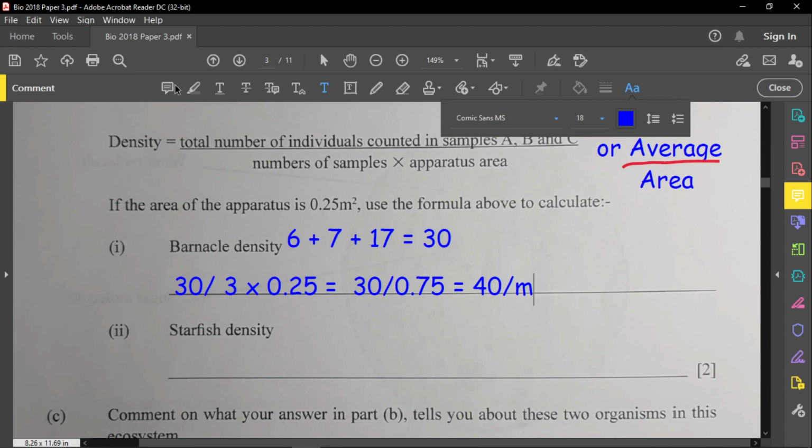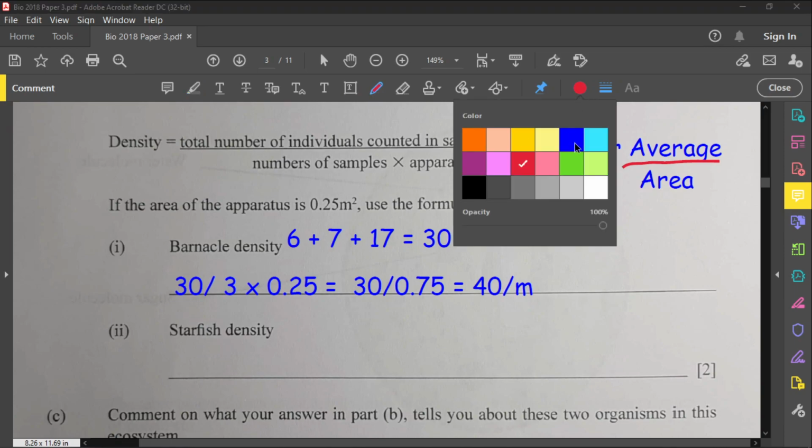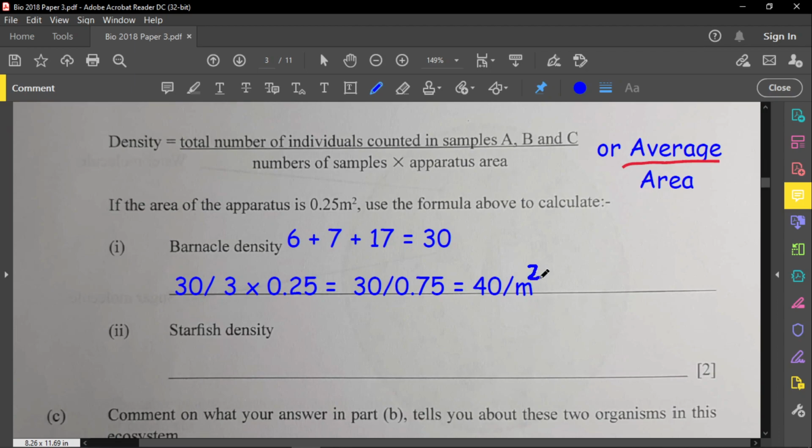Let me put in the square by writing that in. It's maybe a little bit difficult for me to type that, and you see it as a square. Okay, so it will be 40 barnacles per every meter square. Okay, great. Now we have that. Let's go to the starfish.